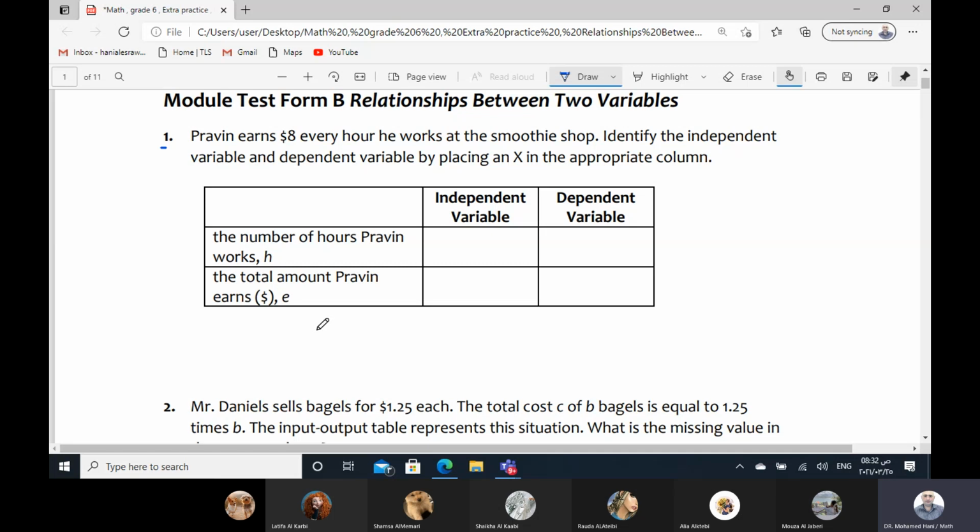We want to know what is the independent, meaning the input variable, and what is the dependent variable. Who can tell me, the number of hours Kevin works, H, is this independent or dependent? Independent variable. Great. And the total amount Kevin earns in dollars, E, is this dependent or independent? Dependent. Right.